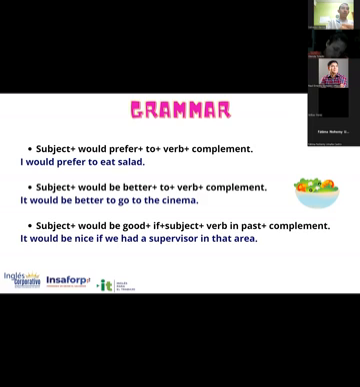Sería mejor que, right? So, subject would be better to verb plus complement. It would be better to go to the cinema. Será mejor o sería mejor que fuéramos al cine. It would be better to buy more bread because they eat a lot. ¿Será o sería mejor que compráramos más pan? ¿Sí? Whenever you give advice, whenever you give suggestions. Yeah. It would be better to, and you say your idea.